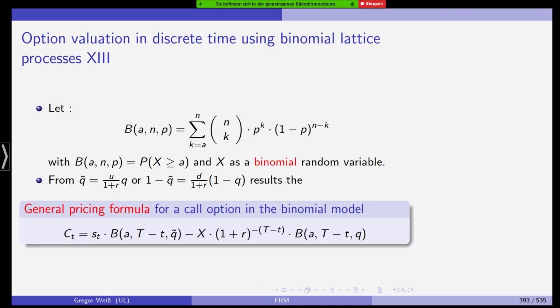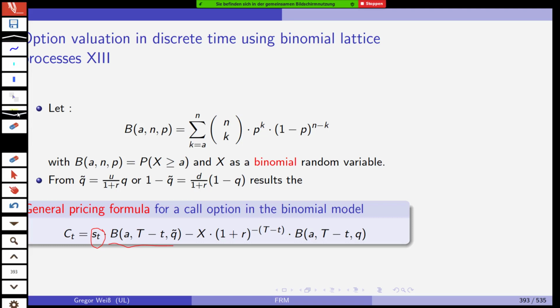And if we now define B as the distribution function of a binomial random variable, and if we substitute Q by Q tilde and 1 minus Q by 1 minus Q tilde, you get the general pricing formula for a call option in the binomial model. Stock price, ST, times a binomial distribution minus strike discounted times binomial distribution. Any idea? Have you ever seen this in another lecture? Have you any idea what actually we've just shown?